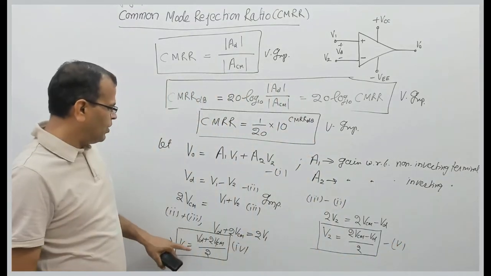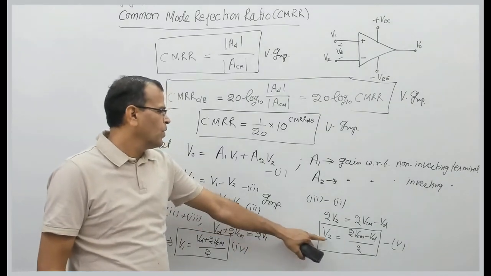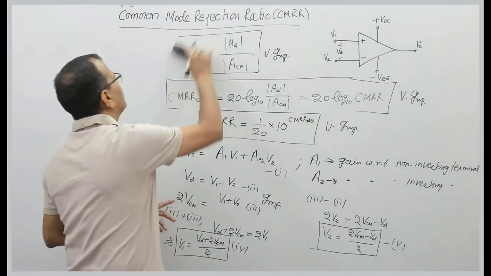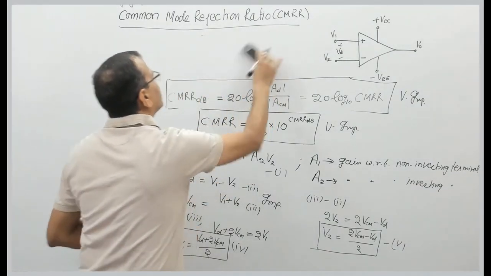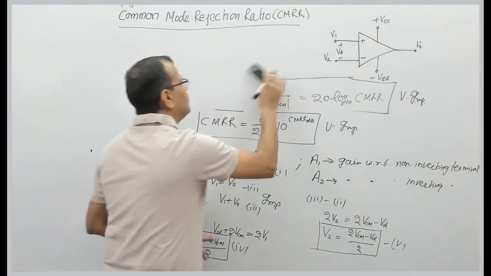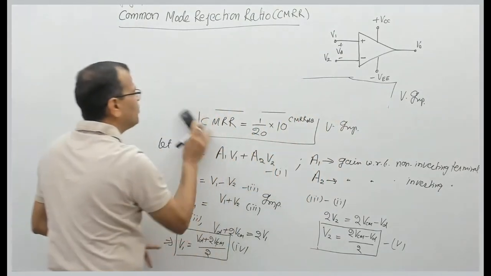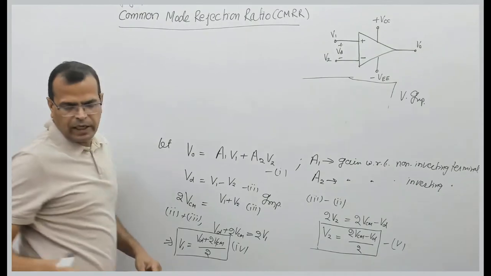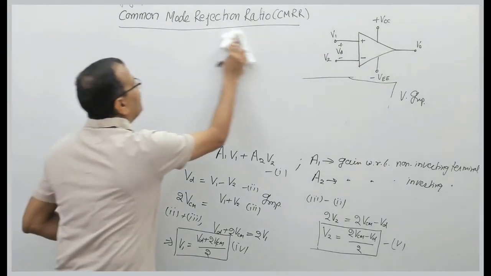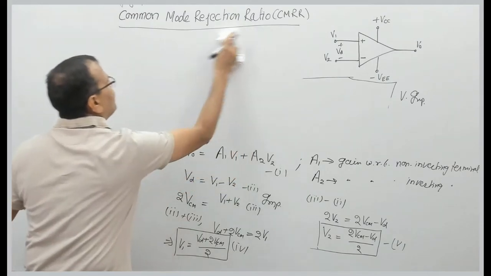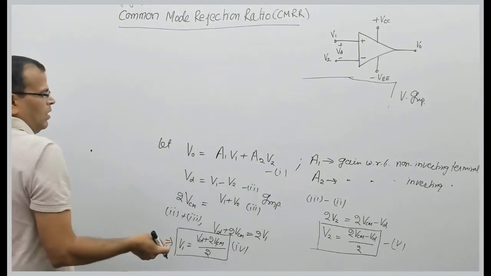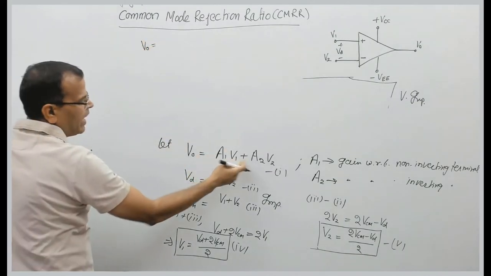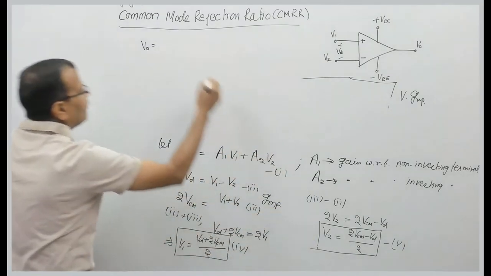Now I can put expression of V1 and V2 from equation number 4 and 5 into this expression. So what do we get? I will be able to get the expression of output voltage in terms of the common mode input and the differential mode input of the op-amp. So let us see that.